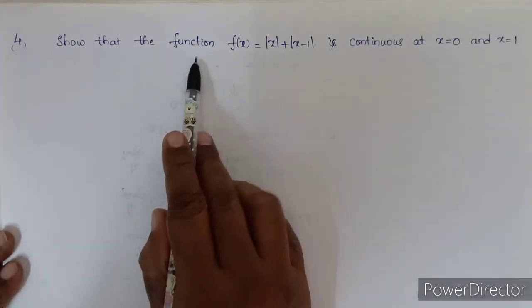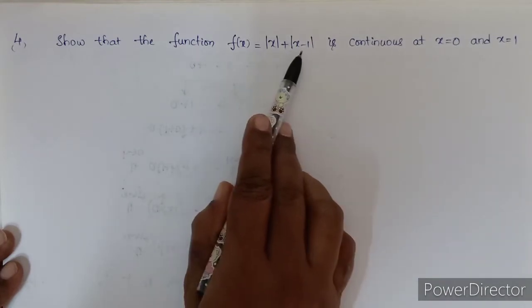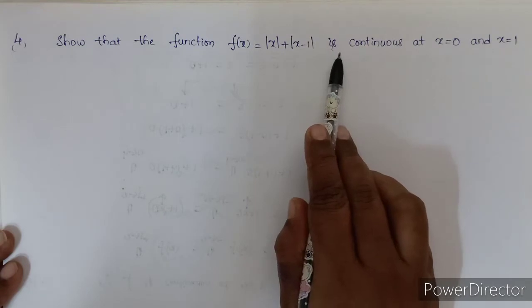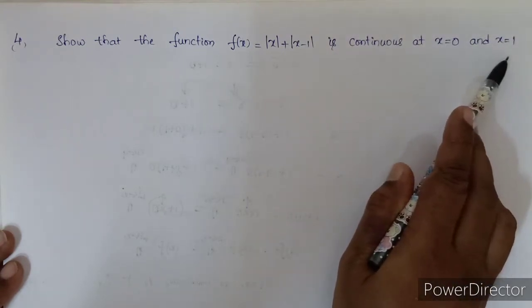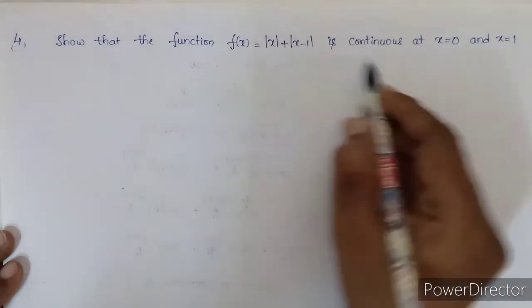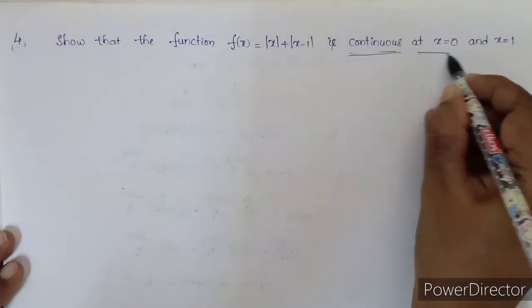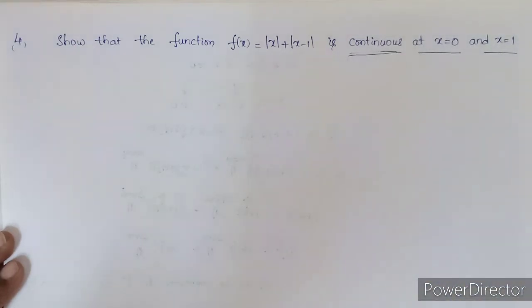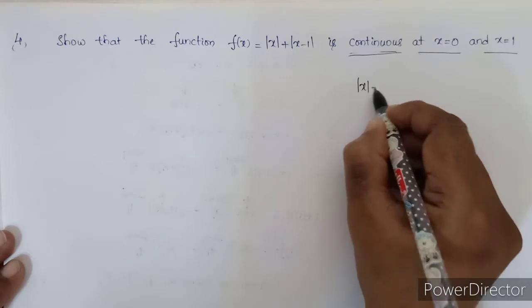Show that the function f of x equal to mod x plus mod of x minus 1 is continuous at x equal to 0 and x equal to 1. We have to show this function is continuous at both the points x equal to 0 and x equal to 1. Now first we see the definition of mod x.